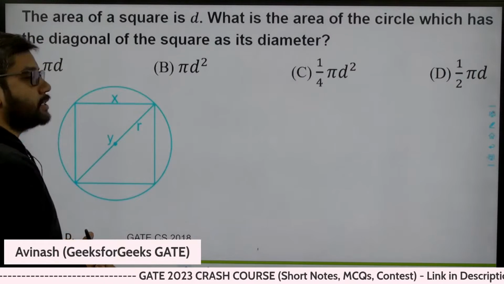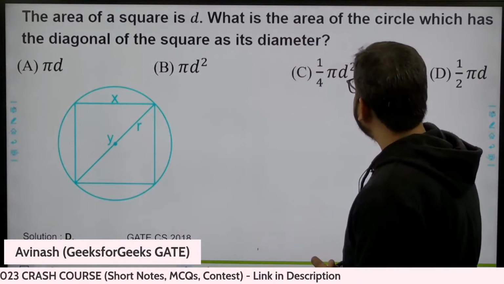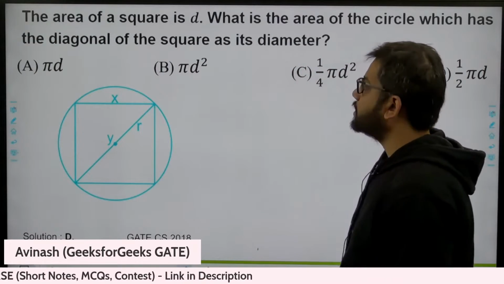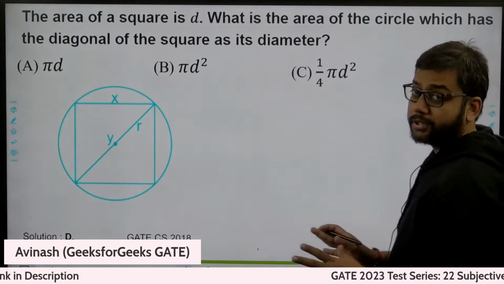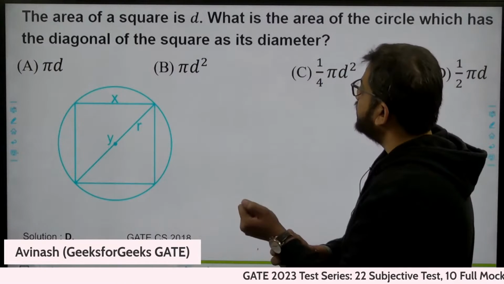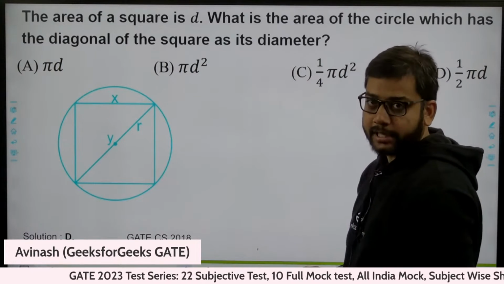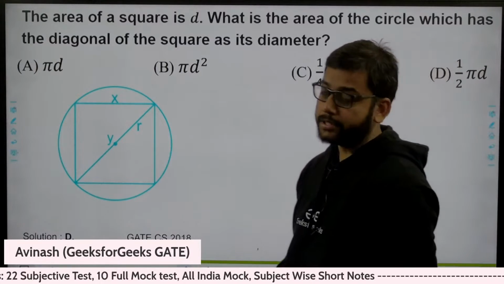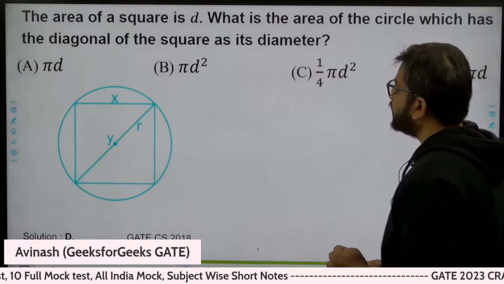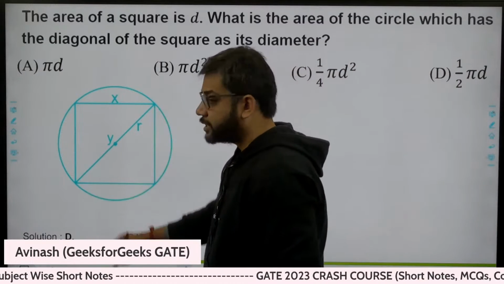The area of a square is D. What is the area of the circle which has the diagonal of the square as its diameter? Now see what the question is saying, look carefully. The area of the square is D. The area of the square is side squared. What is the area of the circle? The area of a circle is pi r squared, and it has the diagonal of the square as its diameter.